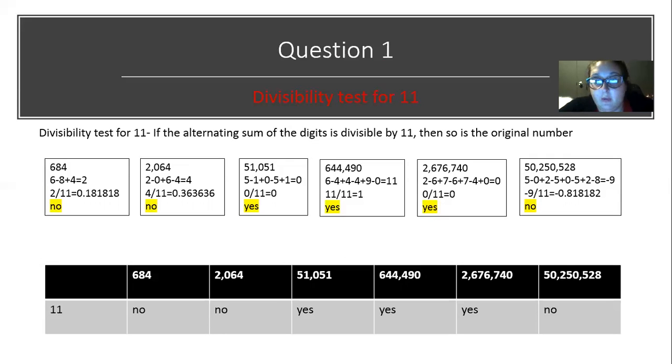Let's look at one that will be. We're going to look at 51,051. So you've got 5 minus 1 plus 0 minus 5 plus 1. That's going to give us a total of 0. And 0 divided by 11 is 0, which is a whole number, so we're going to say that it is divisible by 11. Right, we've got the answers lit up right there.